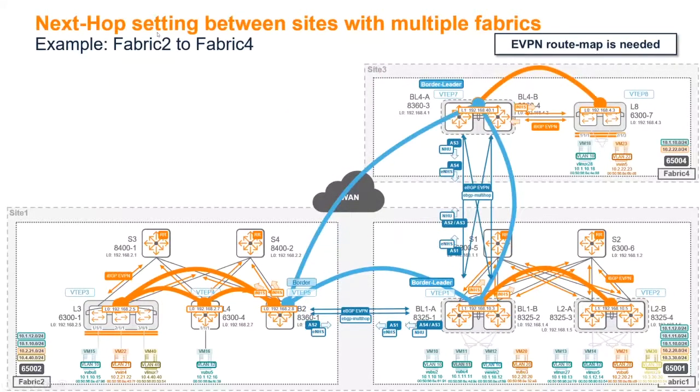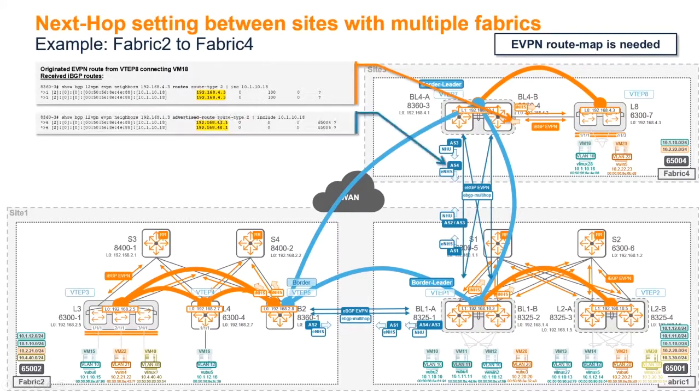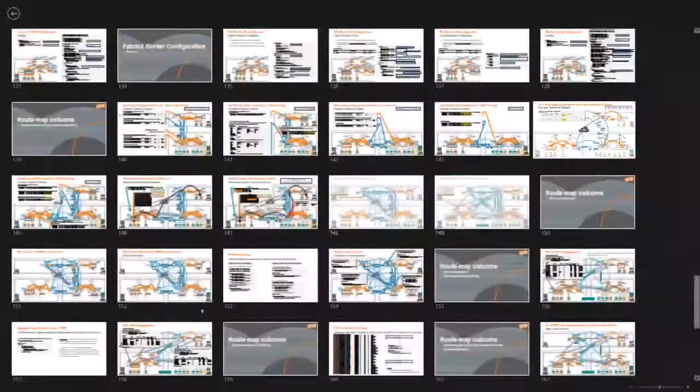Next up, setting between sites with multiple fabrics where the route map is needed. Here we are going to increase the complexity a little bit. We receive again the same routes here. Remember 10.18, so that was for the 3. I send that with the next hop 40.1, which is that border VTEP here. Let me put the laser again. Oops, sorry.